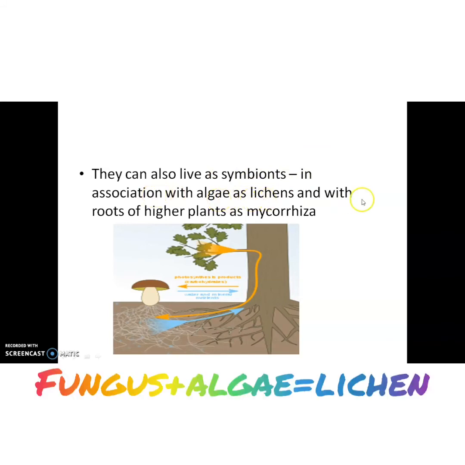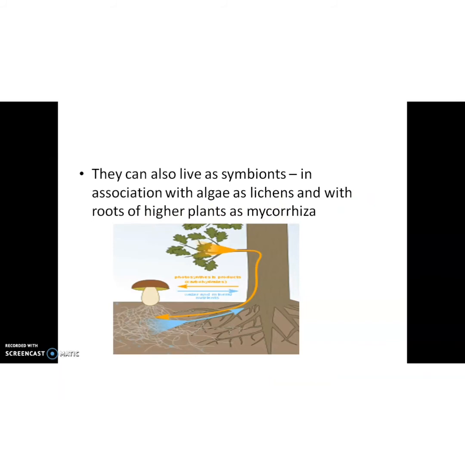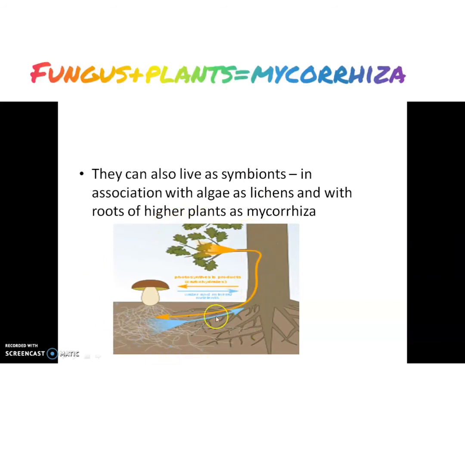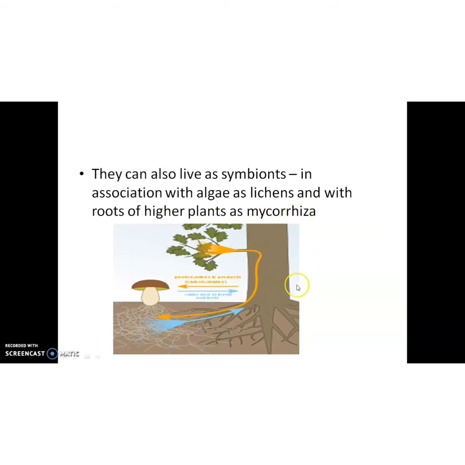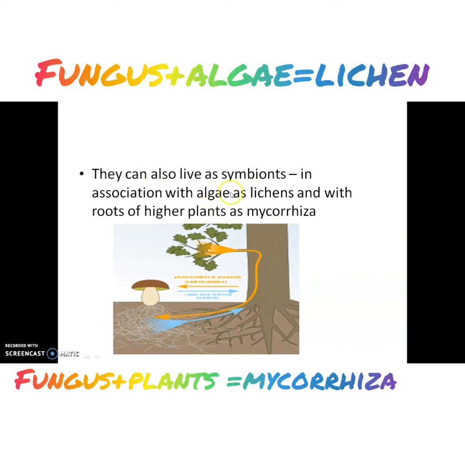As lichens, and with roots of higher plants are known as mycorrhiza. That means fungi which live in association with algae is known as lichen, and fungi which live in association with plants are known as mycorrhiza. So this is a symbiosis. The symbiosis is known as mycorrhiza, fungi plus plants. Okay, fungi plus algae is known as lichens, then fungi plus plants, mycorrhiza. Clear?